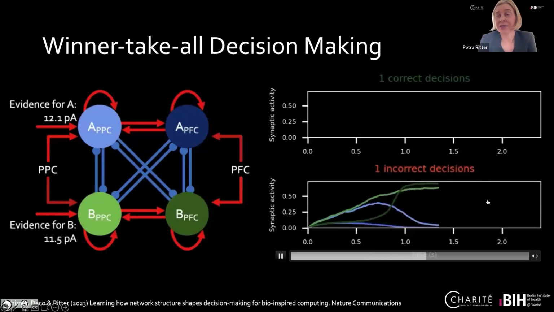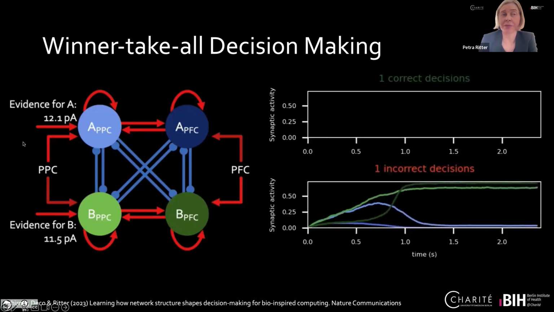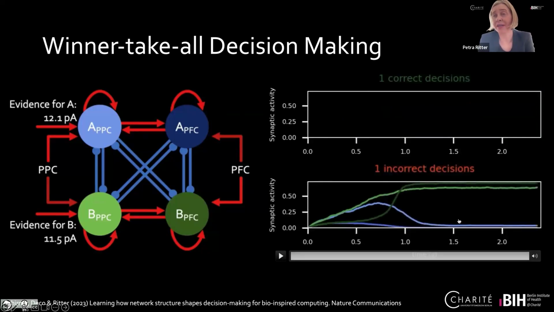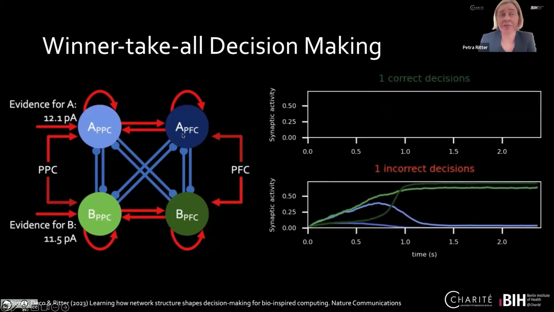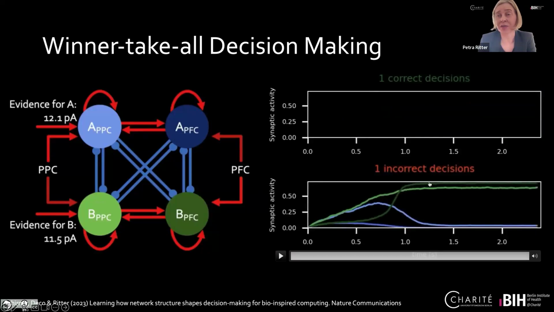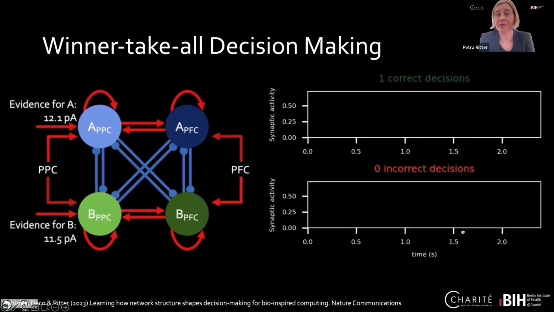So now we can do this again, and this would be an example where, since the contrast is very low and there's noise in the system, as mentioned before, there can also be incorrect decisions. And here, despite the evidence being higher for A, the decision would go to B, and this would therefore be an incorrect decision. And this ratio would be the performance. So the more correct decisions, the fewer incorrect decisions, the better the performance in our model.